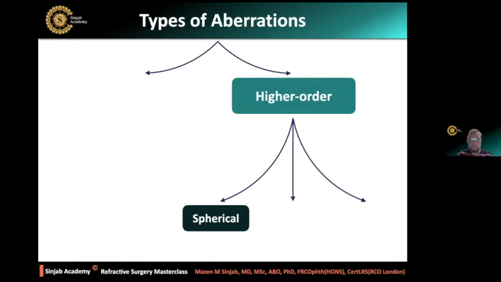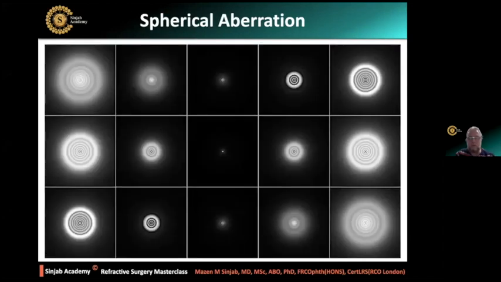But what about the spherical aberration? The spherical aberrations cause the halos. They are the main source of halos. Of course, the number of halos depends on 2 factors. Factor number 1 is the severity of the spherical aberration. And factor number 2 is pupil size.